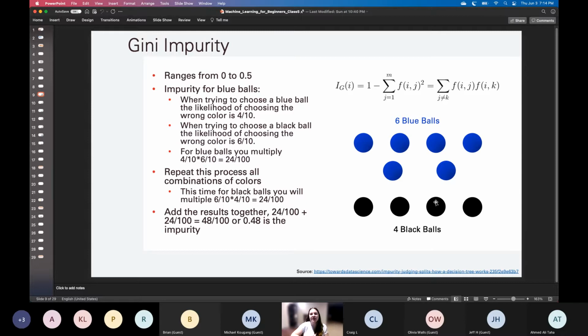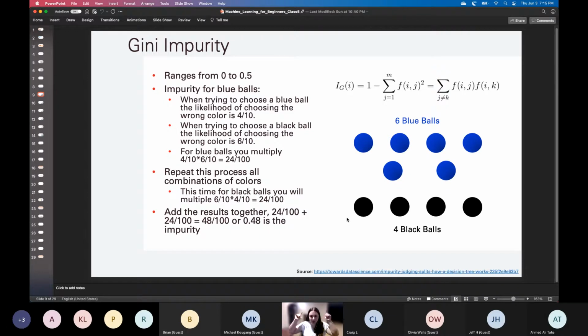In order to get the Gini impurity, we first put our blue cap on and say, okay, if I'm looking for a blue ball, what is the probability that I will choose incorrectly, or misclassify? So in this case, that's 4/10. And you can see that likelihood is here.